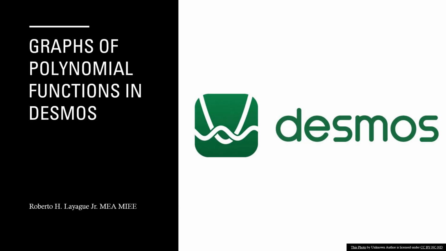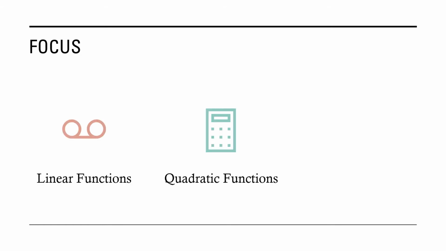Hi everyone, so let's have now the graphs of polynomial functions in Desmos. Normally in basic math in high school, we need to know how to graph some functions such as linear, quadratic, and cubic. So let's have it here using Desmos. In this video, we'll focus on graphing linear functions with a degree of 1, quadratic functions, a function with a degree of 2, and then cubic functions with a degree of 3.